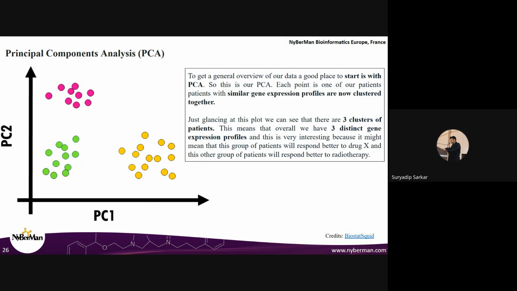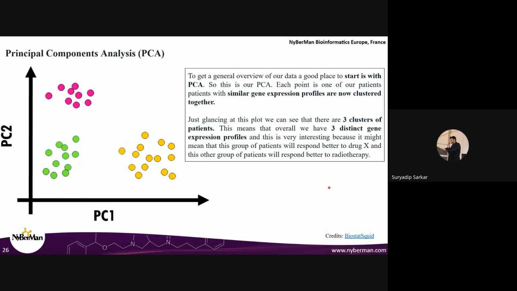Just by looking at this plot, first of all, I can see that there are three clusters of patients, this, this, and this. Three very distinct clusters of patients. This means that overall, we have three very distinct gene expression profiles. That is the first observation. And this is a very interesting one because it might mean that this group of patients will respond better to drug X, and this other group of patients will respond better to radiotherapy.